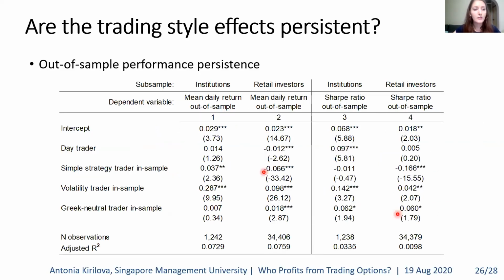And we also look at out-of-sample performance persistence. So here the regressions use the trading styles defined in sample, and we look at their profitability out of sample to see whether the dominant strategy in sample is related to profitability also out of sample. And the results are largely consistent with our main regressions. So there is also out of sample persistence in performance.